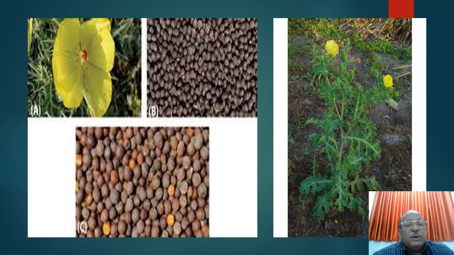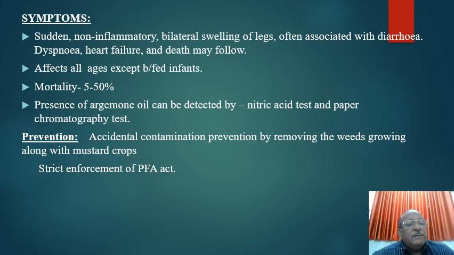This is how it looks. Argemone mexicana, this yellow colored flower, is basically the source. Symptoms: sudden non-inflammatory bilateral swelling of legs, often associated with diarrhea, dyspnea, heart failure, and death may occur. It affects all ages except breastfed infants.